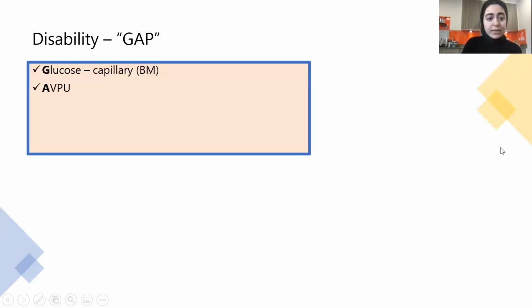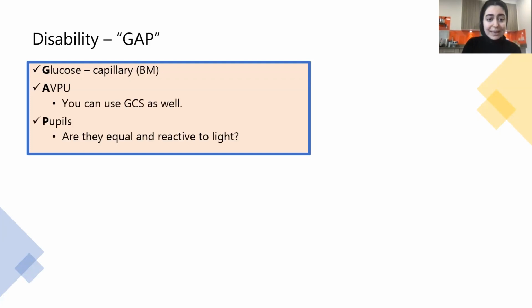So a mnemonic to make sure that you'll remember everything in disability is GAP: capillary glucose levels, AVPU, and pupils. Now, I just want you to acknowledge that the gold standard, especially for adults, is the Glasgow Coma Scale. But because in an OSCE situation, you only have 10 minutes, and in some universities, 8 minutes, and you might not be very confident with the Glasgow Coma Scale, just use the AVPU. You won't be penalized for it.